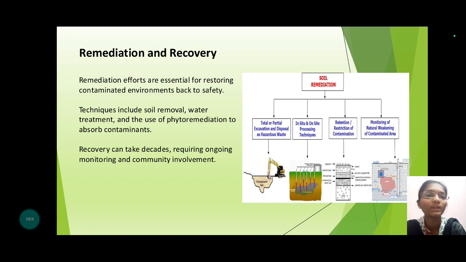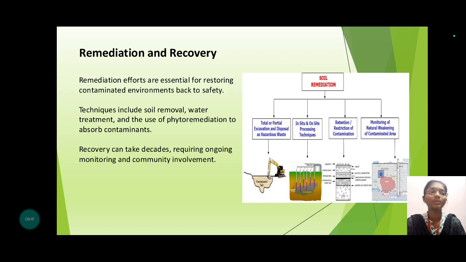Remediation and recovery. Let us see what is remediation and recovery. Remediation efforts are essential for restoring contaminated environments back to safety. Techniques include soil removal, water treatment, and the use of phytoremediation to absorb the contaminants. Recovery can take decades, requiring ongoing monitoring and community involvement.